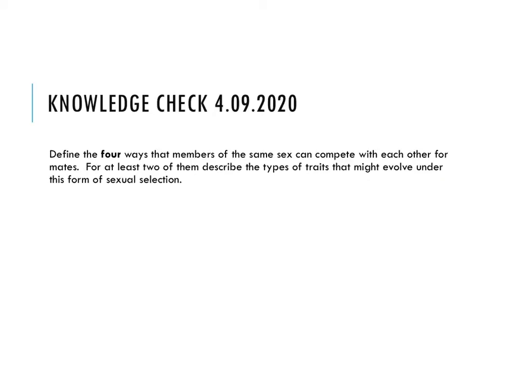I'd like you to think back to the last module and define the 4 different ways that members of the same sex can compete with each other for mates. So what are the 4 forms of intrasexual selection? And for at least 2 of them, I'd like you to list or describe the types of traits that might evolve under this form of selection. So go ahead and take a minute to do that.